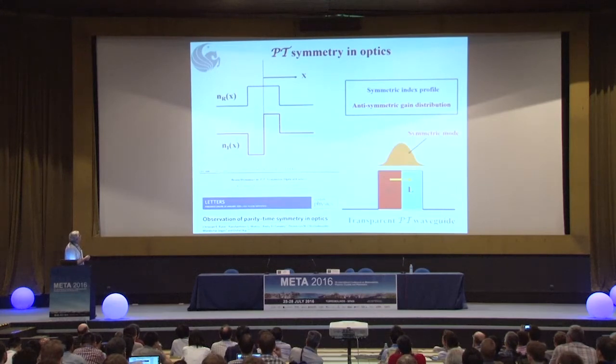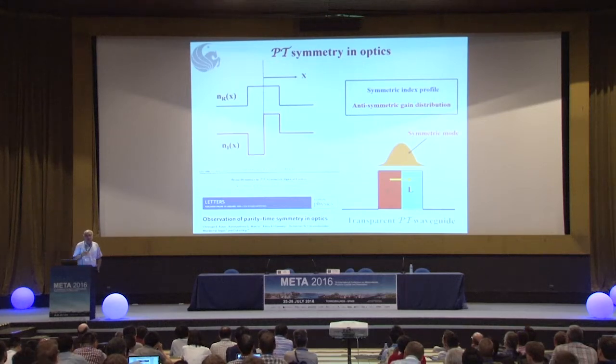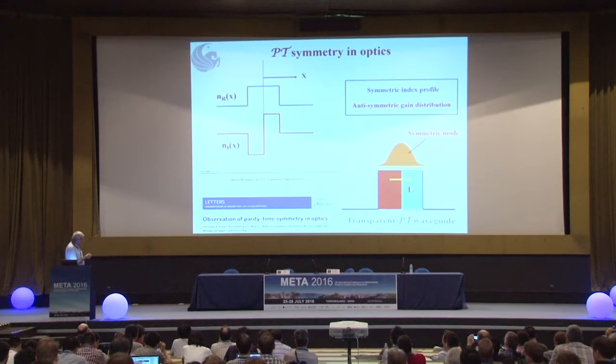So a few years ago, we said, well, maybe we can actually observe parity time symmetry in optics. Well, there's no way we can observe it in quantum mechanics. After all said and done, quantum mechanics is a Hermitian construction, but there's nothing that really prohibits anyone from observing parity time symmetry in optics.